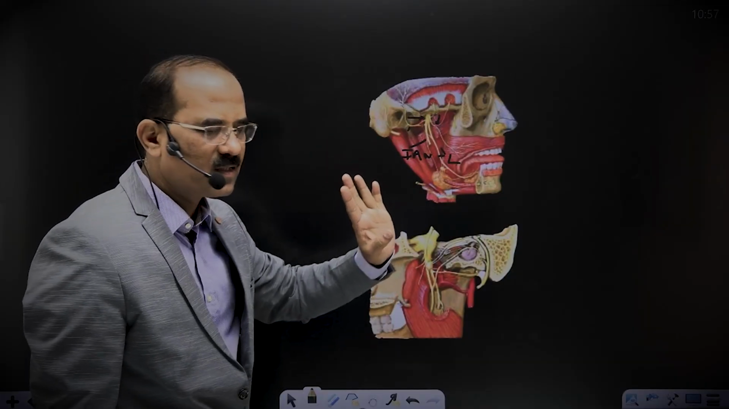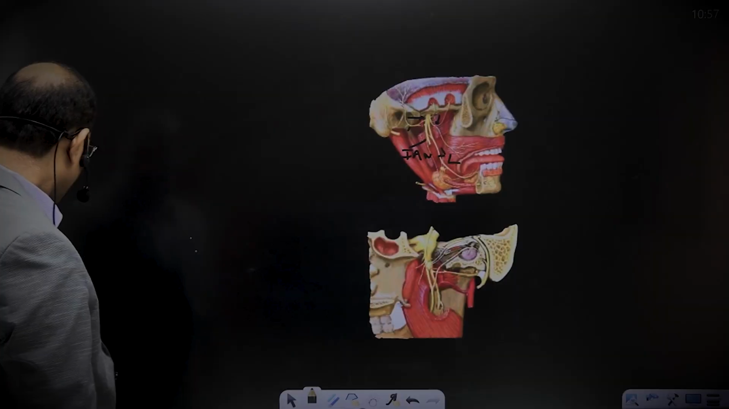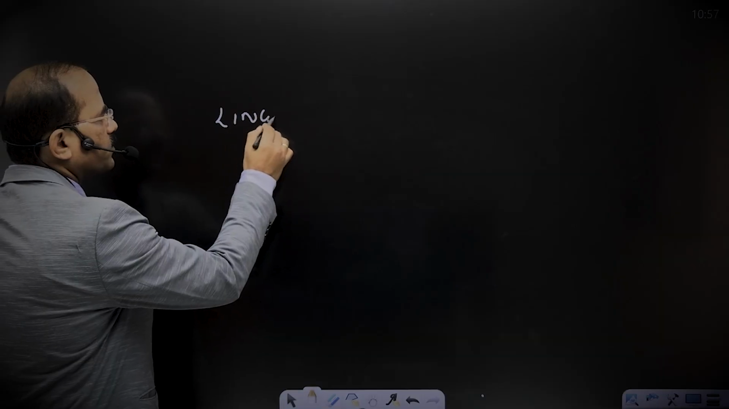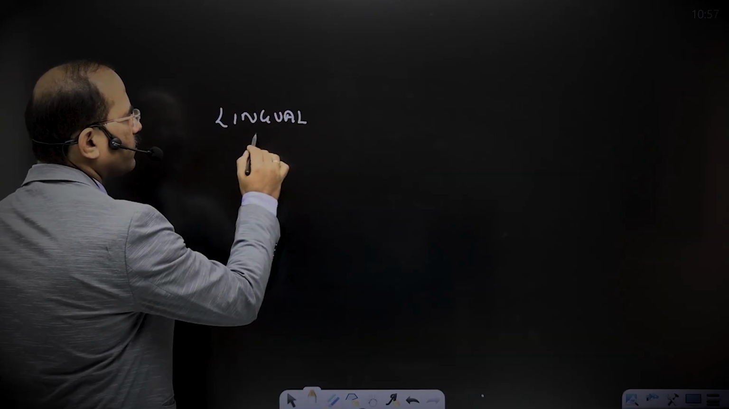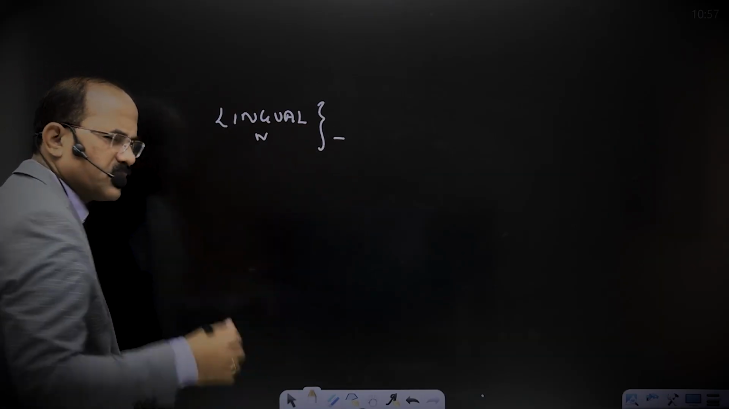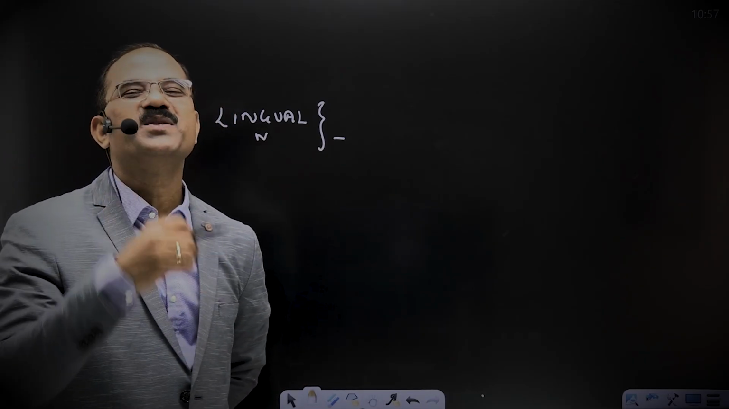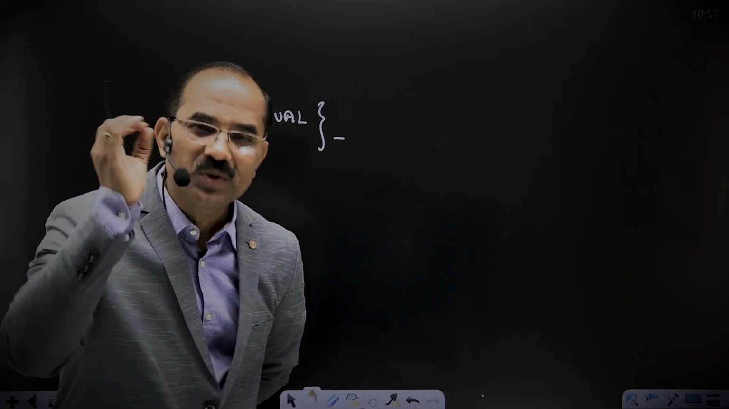We'll see this. So let us start with the first nerve, the lingual nerve. I'll tell you this, then I'll show you the slide, so it is going to be easy for you. So what does this lingual nerve supply? Any guesses? The lingual nerve is going to supply the anterior 2/3 of the tongue.